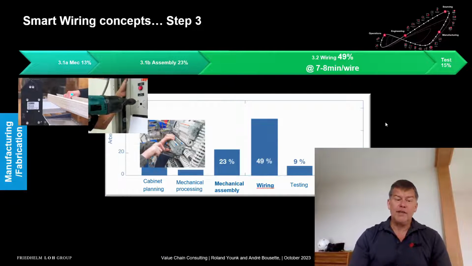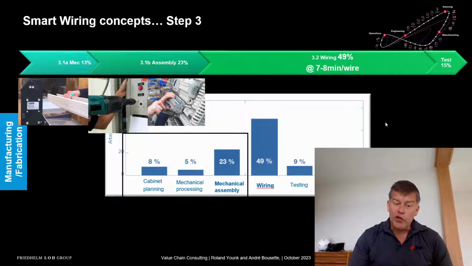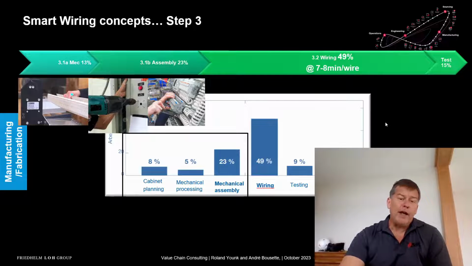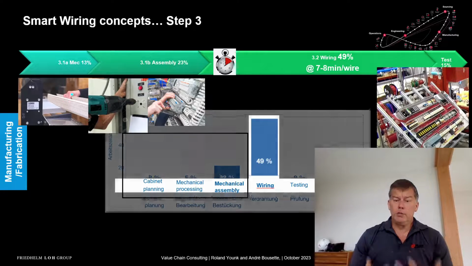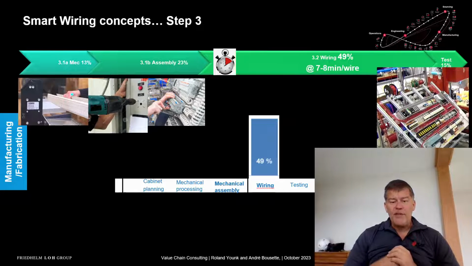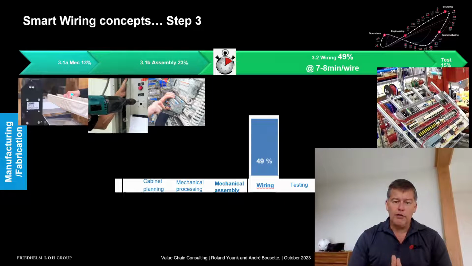So when we look at this, we have to assemble the panel first. And only at that point in time, so most of the time when half of the time is done, we can start the 7 to 8 minute per wire process, which at the end represents 49% of the whole fabrication time, which is quite a lot.